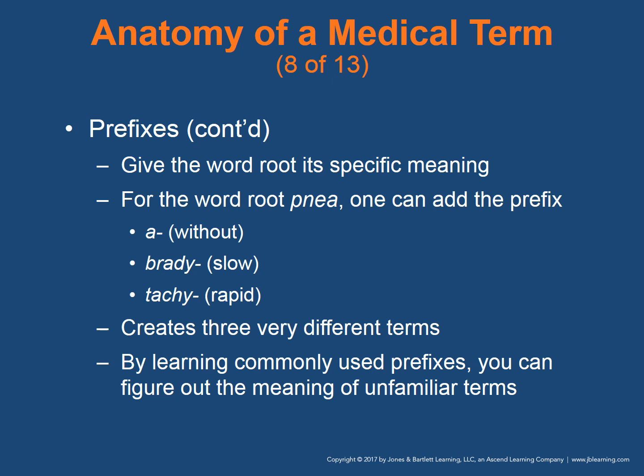We can add the prefix a, without: apnea, without breathing. Bradypnea, that's going to be slow breathing, or tachypnea, which would be fast breathing. This creates three very different terms. So understanding those prefixes will really help us, even if we understand the root word. If we don't understand what the prefix is, or we get Brady and tacky mixed up, then we're going to be way off what we're trying to achieve by saying, or we're not going to have an understanding of what they're talking about.